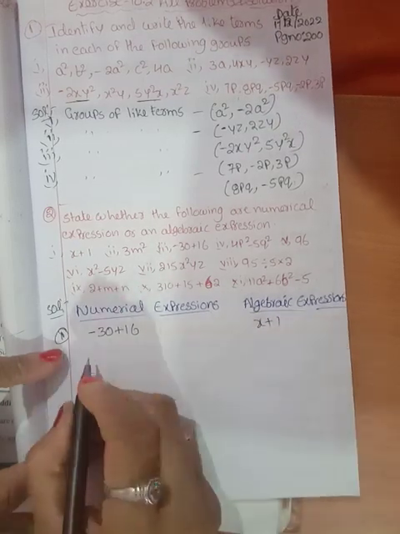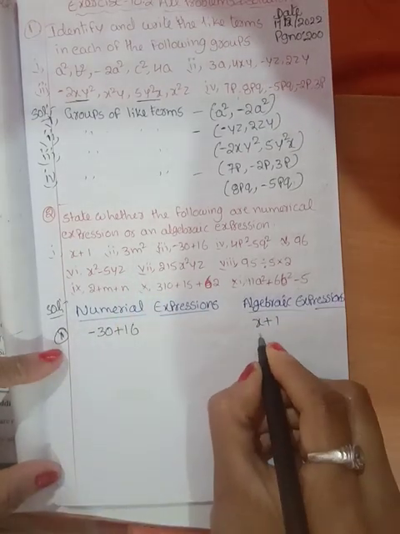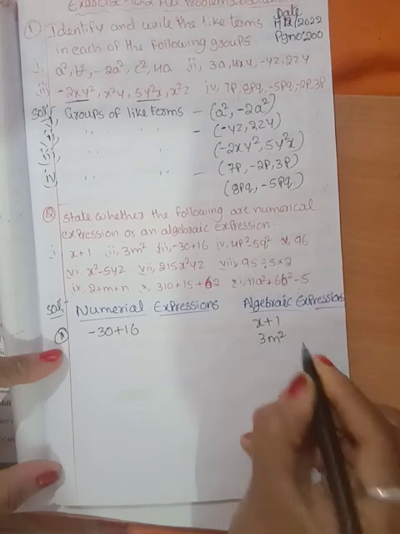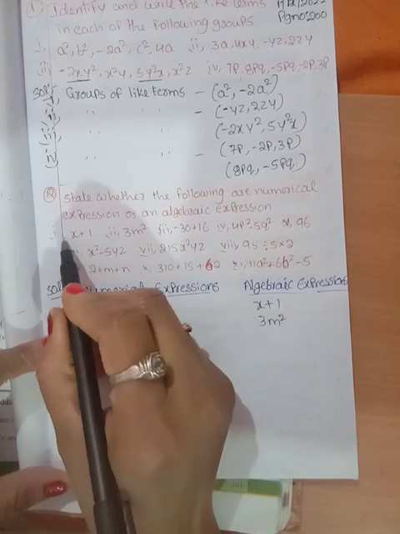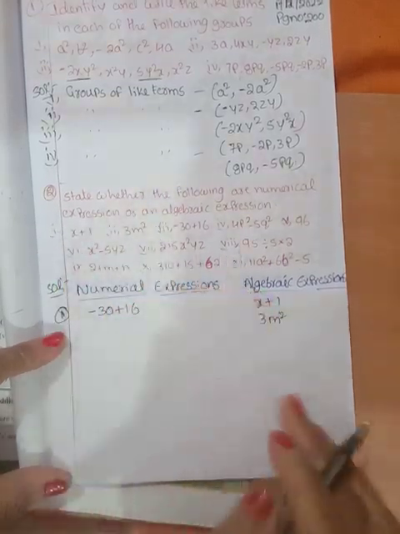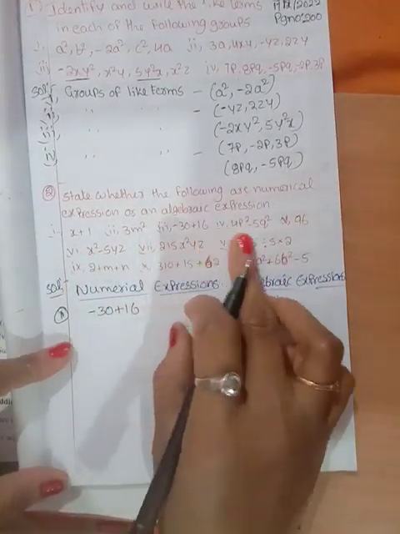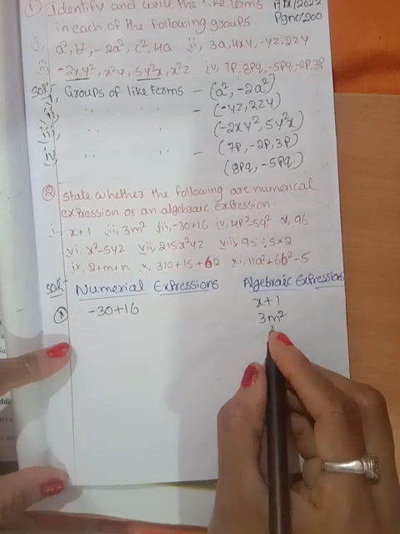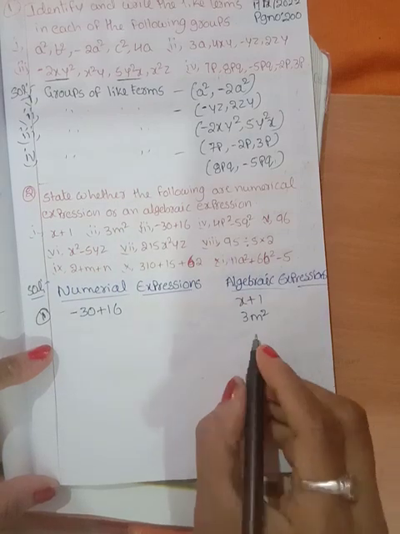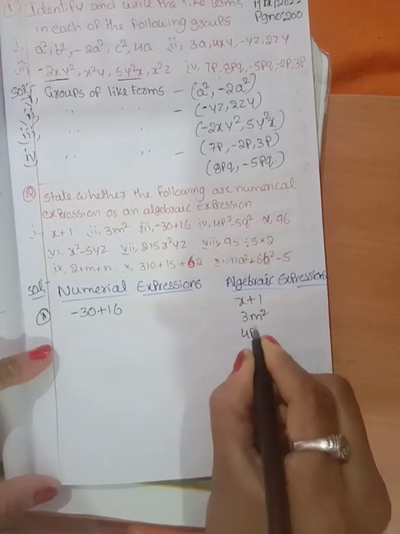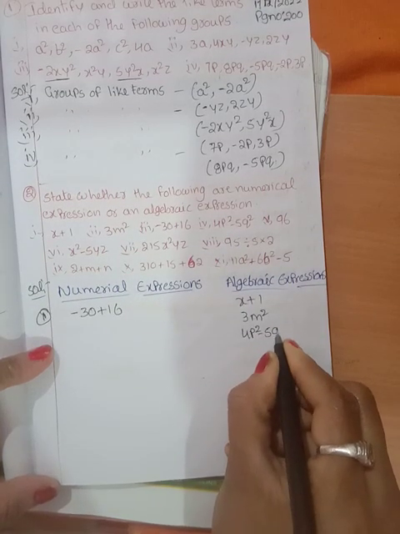The first one only. And the second one is also 3m square. And next one is also, no problem, Gagansai. Here first, here it is also other. Yeah, no problem. We can write it here only. That is also our 3m square. And the fourth one is also our 4p square 5 q square.